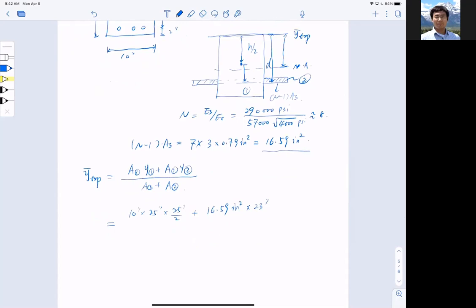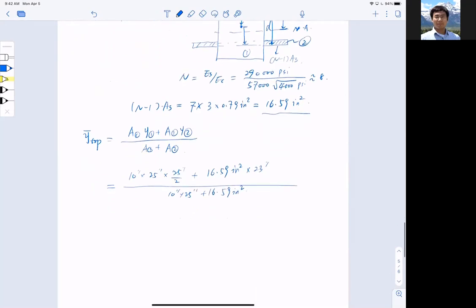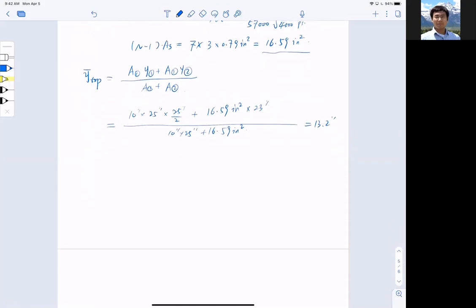So the total area equals A1, 250, plus A2, 16.59 inch squared. You plug in the numbers, and I got y top to be 13.2 inches, the distance from the top to the centroid of the whole section. All right, so how to calculate IGT? Then we use that table, remember? Use that table. So I'm going to put A here and distance d bar from here.